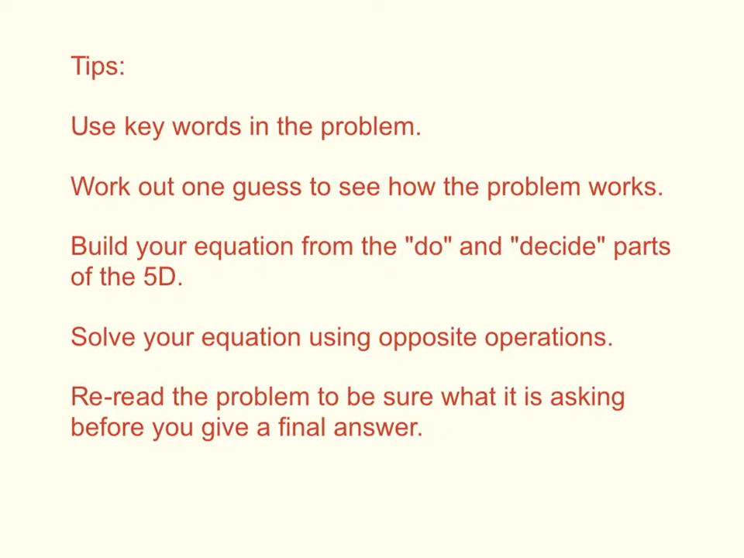So let's sum this up. First of all, use keywords in the problem to help you decide what your variable represents and how things are related. Work out one guess to see how the problem works, and that will help you also decide how things are related and how that translates into algebra. Your equation comes from the do and decide parts of the 5D, and then you can solve your equation using opposite operations. But make sure you reread the problem to know exactly what it's asking for before you put that in your declare sentence, because sometimes the answer to your equation is not the answer to the question.